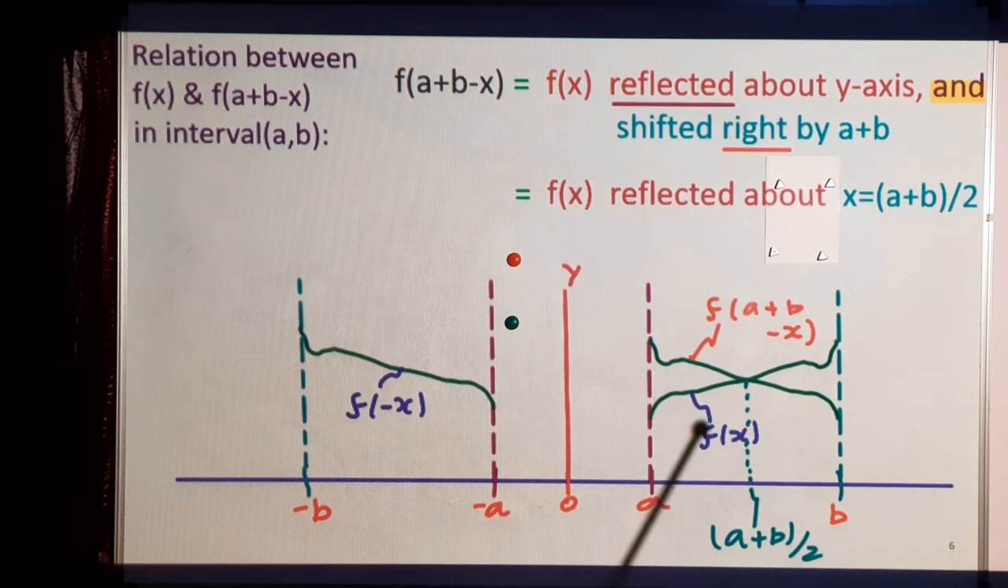Obviously the area under this curve f of x between a and b and the area under this reflected curve, which is reflected about a plus b by 2, are the same because it is the same curve. The area will be the same because it is just a reflection, or flipping, of this curve about the middle point. And these two areas are equal, that is nothing but the King's rule.